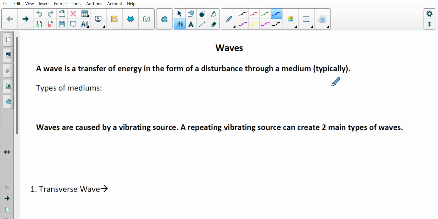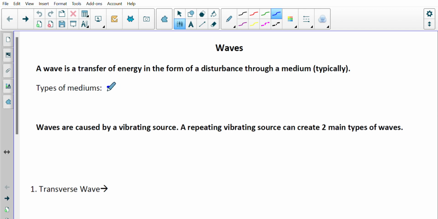All right, so waves also deal with energy, because we've been talking a lot about energy with electric potential energy, gravitational potential energy, kinetic energy. There's lots of different energies out there. And what waves are all about is that a wave is a transfer of energy in the form of a disturbance through a medium, typically. Not always, but typically.